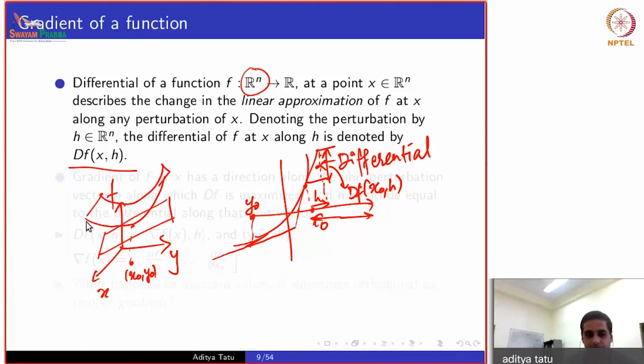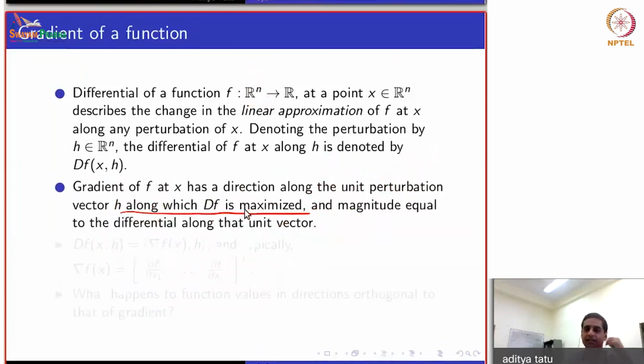I want to figure out which direction I should move. Is it this direction, this direction, this direction, or this direction? Which direction should I move so that the height of this tangent plane increases the maximum? That is what is conveyed by the gradient of the function.